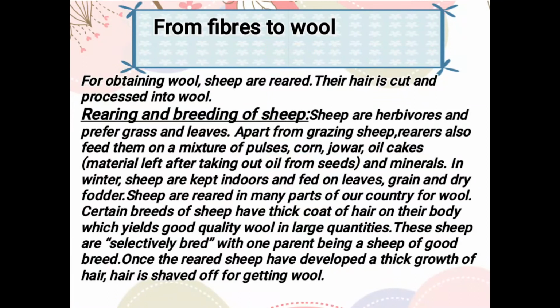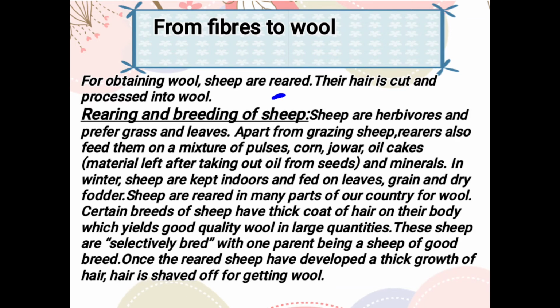Now what we have to read next is about going from fibers to wool, that is, with the help of which process we are converting these fibers into wool. So see children, for obtaining wool, the very first thing the rearers do is rear the sheep. Whatever hair is found on the body of an animal from which we get wool, that hair is cut, and after that, by following some processes, it is converted into wool. So first of all, let us see what the rearing and breeding of sheep is.